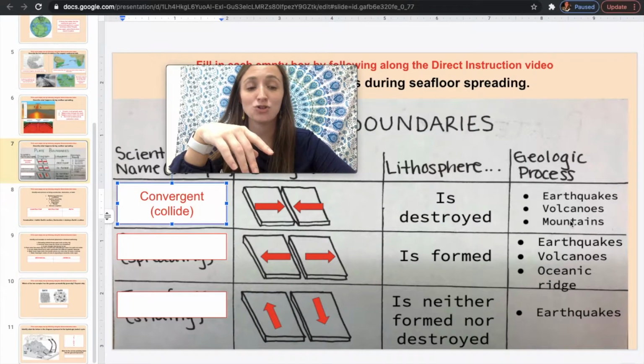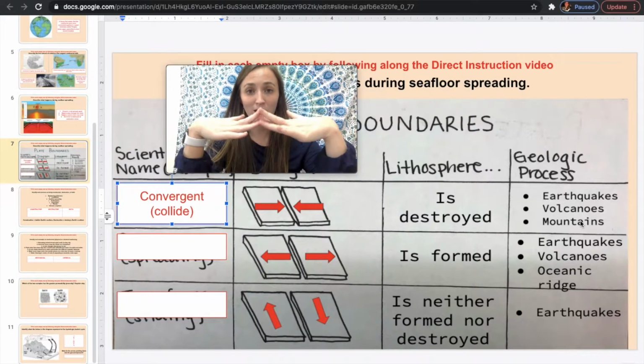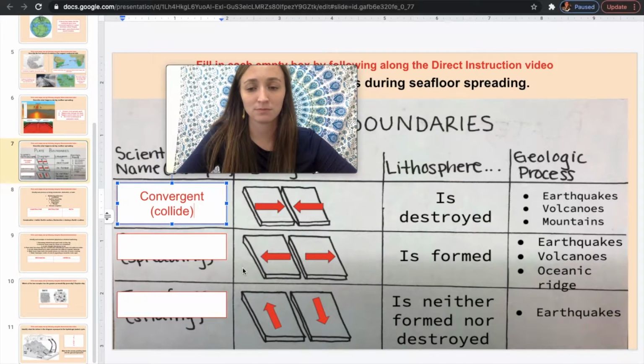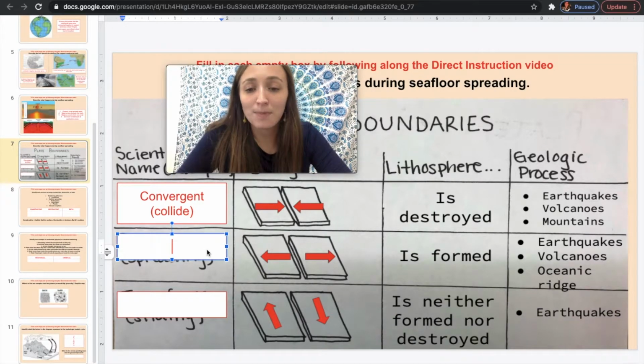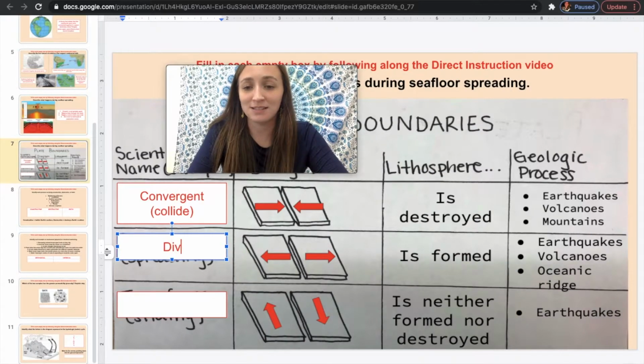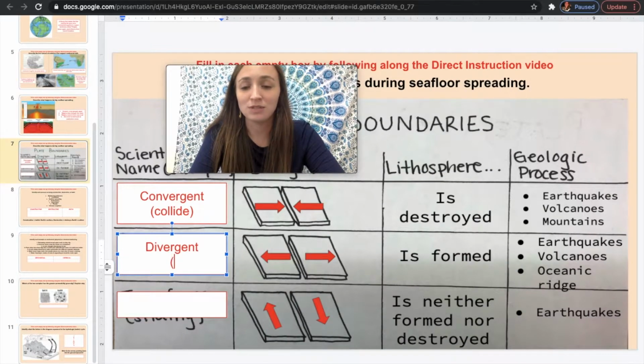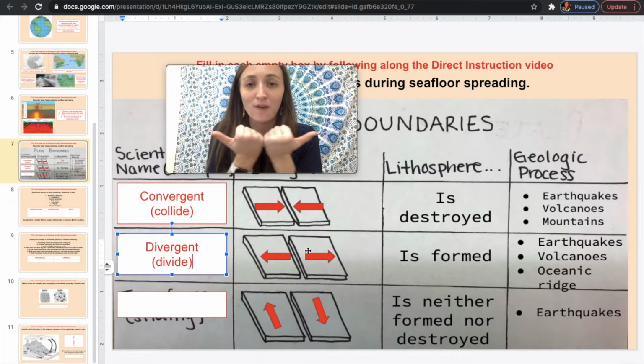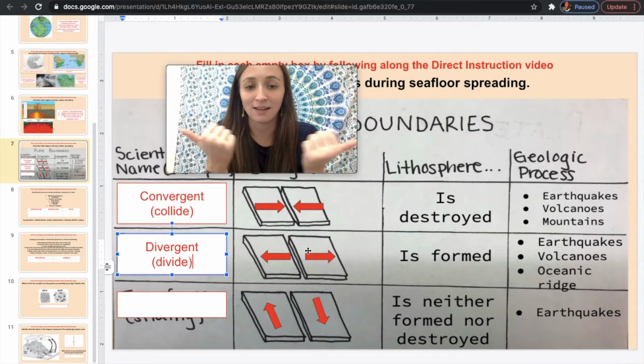But if you have 2 pieces of land coming together, that rock, when it bangs into each other, it's going to build up and form a mountain. The other type of plate boundary we have is divergent. And when you see divergent, I want you to think divide. So convergent, collide, divergent, divide, just like that rap told us. So when you see 2 arrows pointing away from each other, they are dividing, they're separating.